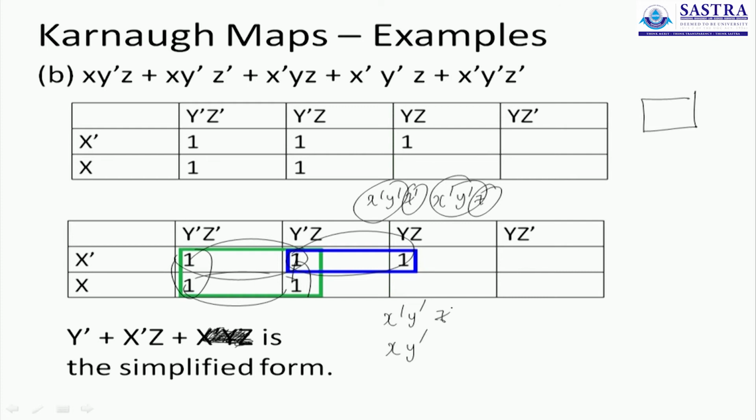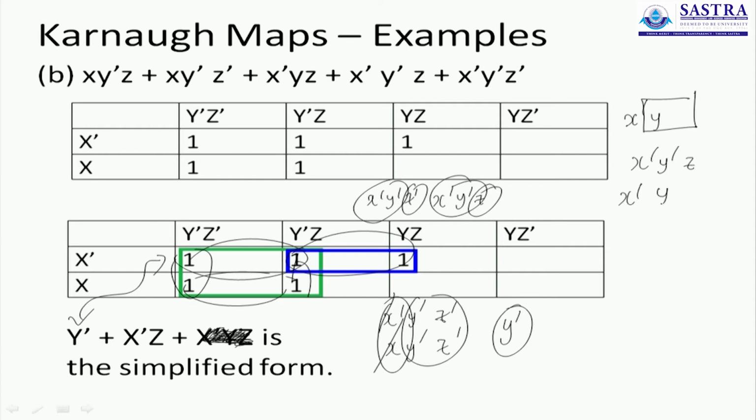Because x bar, y bar, z bar is also present, x, y, z bar is also present. So these 2 are common, these 2 are different, so they are neutralized, and I get only y bar back. So the green loop corresponds to the single thing y bar. When I talk about the blue loop, it is x bar, y bar, z and x bar, y, z.